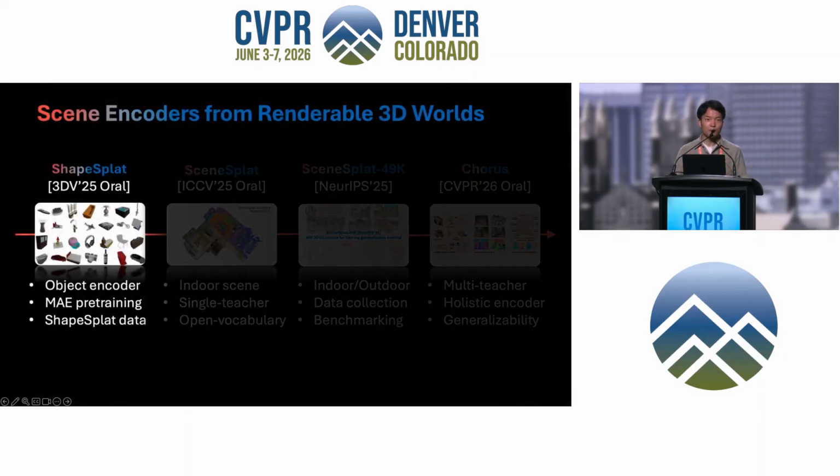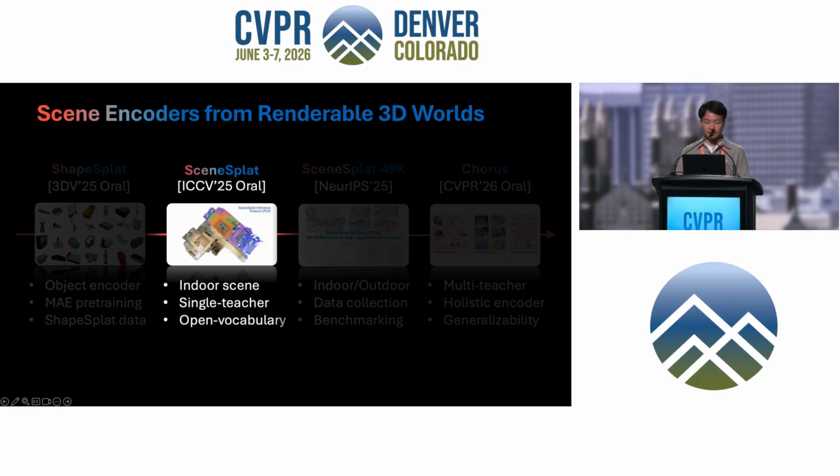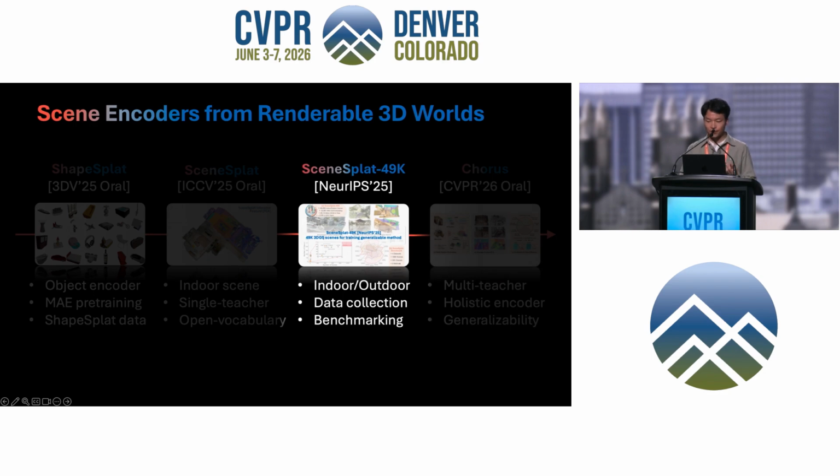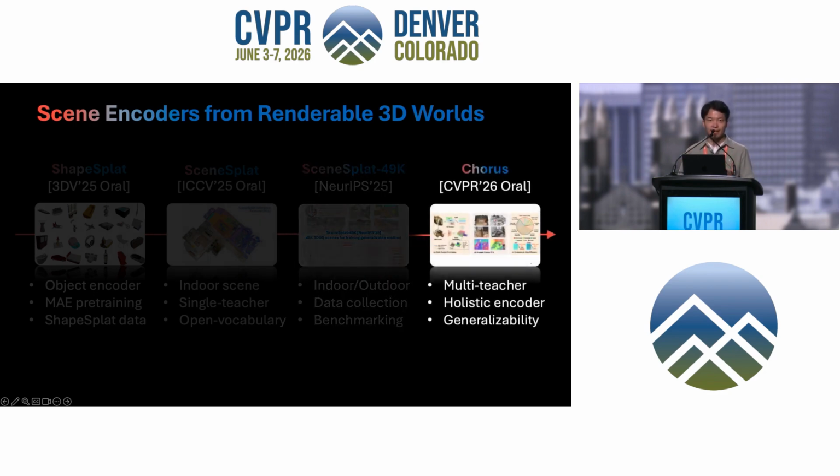This is the line of work behind Chorus. The goal is to turn renderable 3D worlds from things we reconstruct and showcase into transferable 3D scene embeddings that could be used for 3D understanding. We started with object-level Gaussian encoder in ShapeSplat, moved from objects to indoor scenes, and started using a 2D teacher in SceneSplat. Then we enlarged the data and established the benchmark for data-driven Gaussian scene encoder. And Chorus sits in the line next.